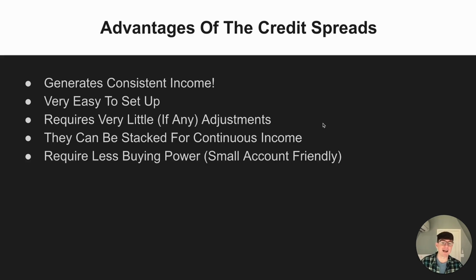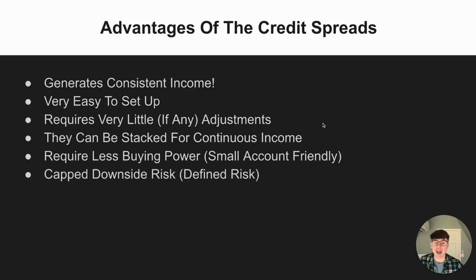It also requires less buying power. So it's small account friendly, or if you're just someone who wants to take less risk, again, you can do it this way compared to selling a put. So again, it has the same type of profile where it works about the same. Just this way you get to define your risk. You have capped downside risk.